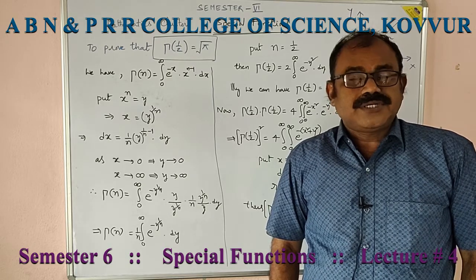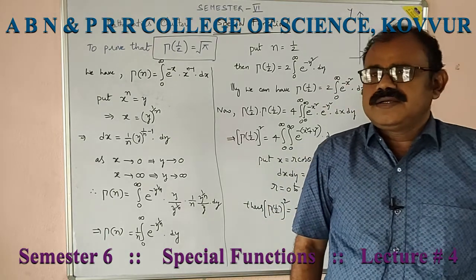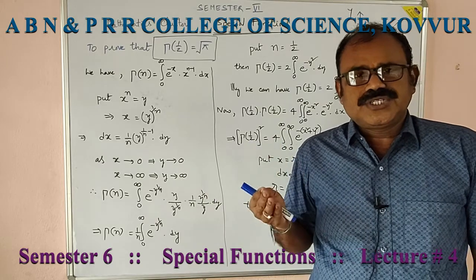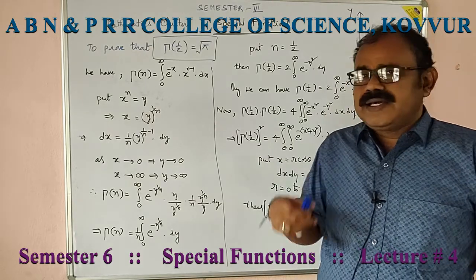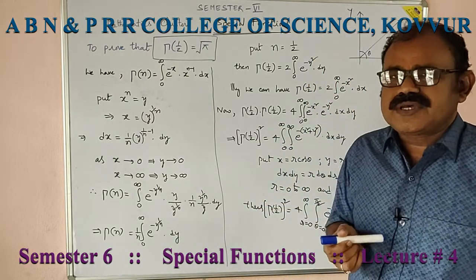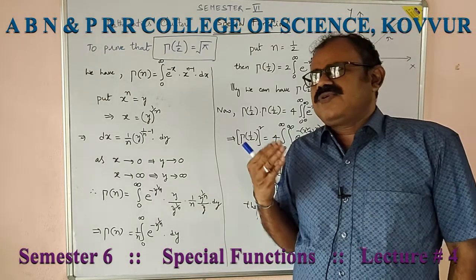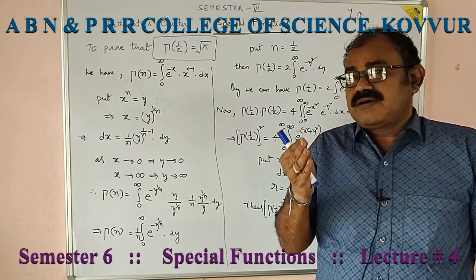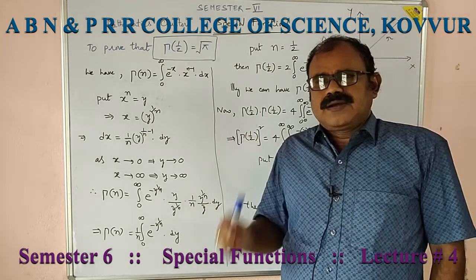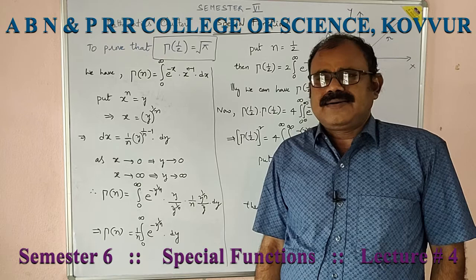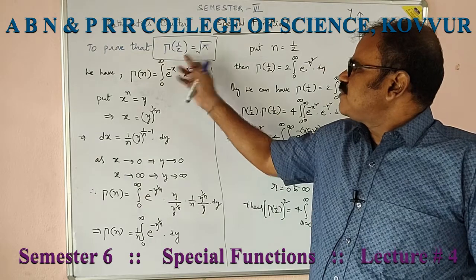I have already uploaded two lectures of special functions, the introduction class, and I have started special functions in which I explained the gamma function. The applications and properties of gamma functions will be continued. In the last class, we found the definition, the gamma 1 value, gamma 0 and gamma minus n and all this. Further, we will have gamma half is equal to root pi.